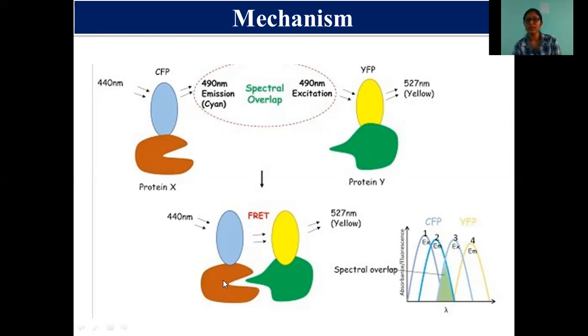Otherwise, if these two proteins are apart from each other, the distance will be more than 10 nanometer, and then the distance between the two fluorescent molecules is also more. If the distance is more, whatever energy is emitted by the first fluorescent molecule is not absorbed by the second YFP protein, because there is a much greater distance between these two fluorescent molecules. You can't get the overlapping spectrum. That's why it is called a distance dependent phenomenon. It is important to understand what is meant by a distance dependent phenomenon.